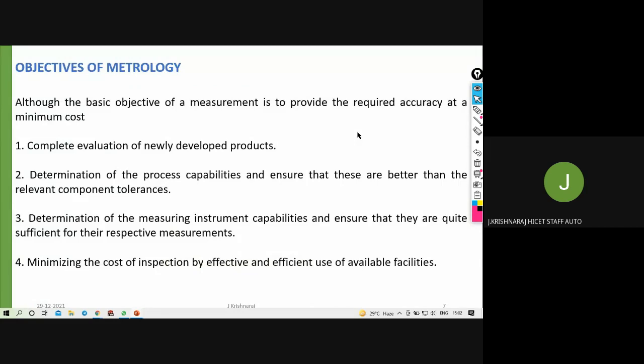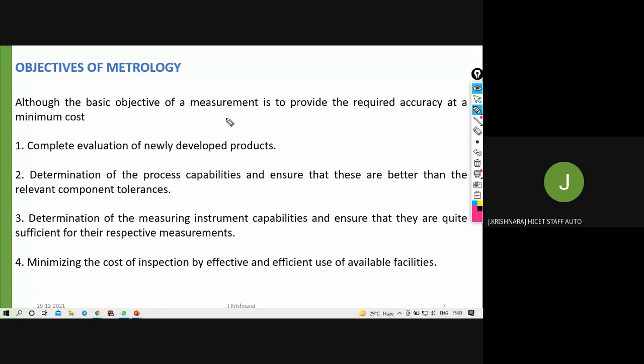So the next one is the objectives of these methodologies. Okay, so first we'll discuss these basic things, and then we'll get into measuring gauges and metrology further. The basic objective of measurements is to provide the required accuracy at the minimum cost.